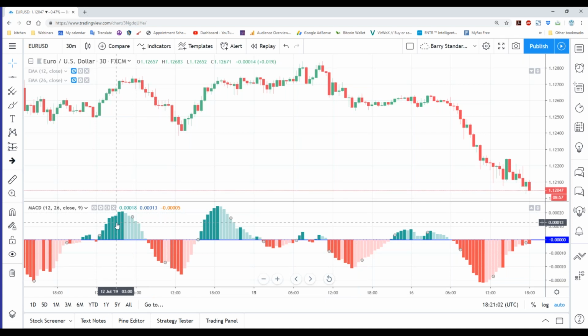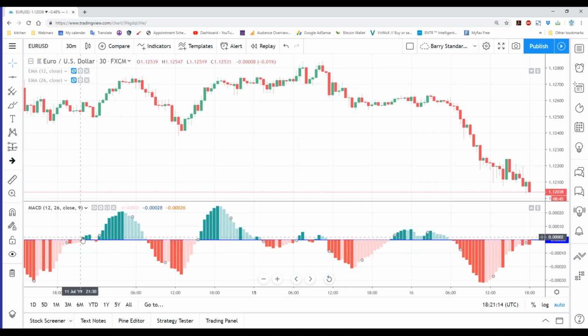We see the depth of the move. We see when it becomes overbought and oversold. The only thing we can't see directly from here is possibly divergence. Now, divergence is when the histogram or the MACD line is moving in the opposite direction than the price.